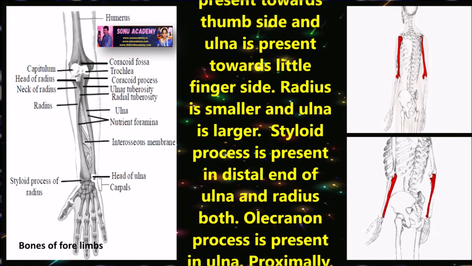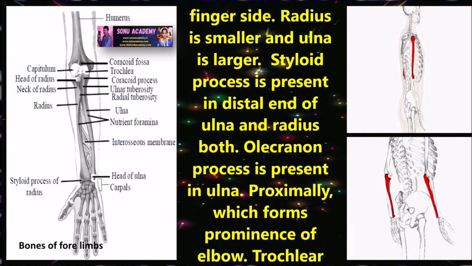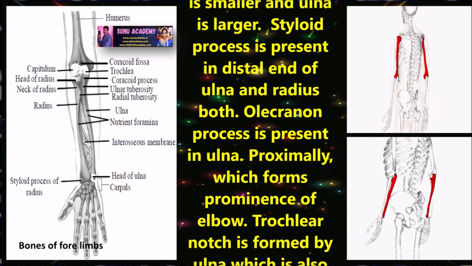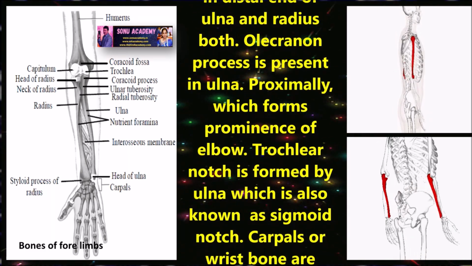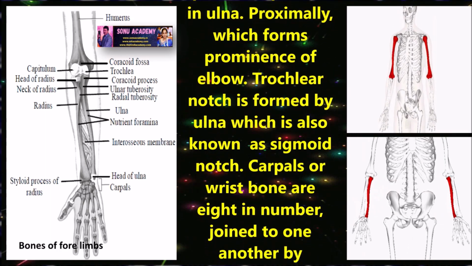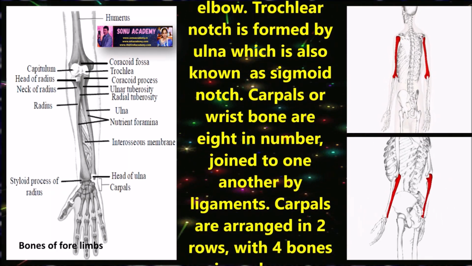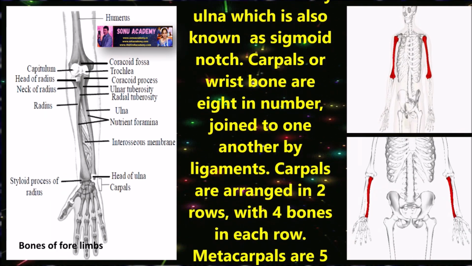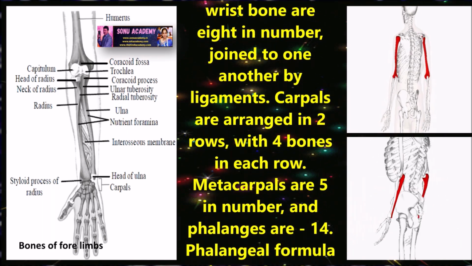The radius is present towards the thumb side and the ulna is present towards the little finger side. The radius is smaller and the ulna is larger. The styloid process is present at the distal end of both the ulna and radius. The olecranon process is present proximally in the ulna, which forms the prominence of the elbow. The trochlear notch is formed by the ulna, which is also known as the sigmoid notch.